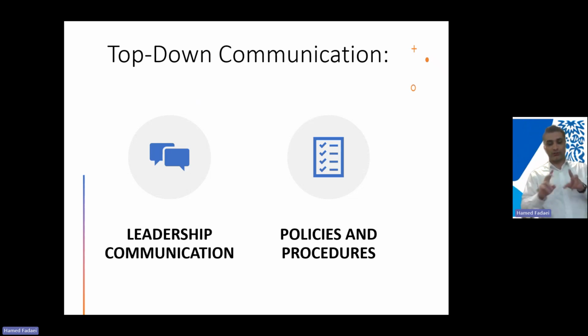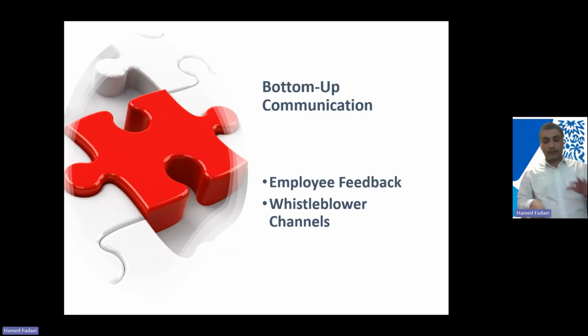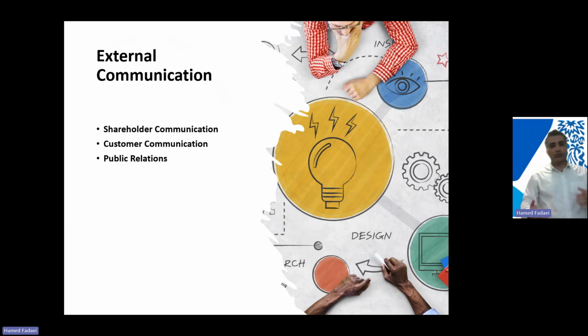And then we have internal communication in two parts. Top down communication is divided into two parts: leadership communication, and policies and procedures. And bottom up communication is divided into two parts: employee feedback and whistleblower channel, they use it. And also external communication. They use three parts: consumer communications, where some of the managers or people who are hired connect with the customer to get feedback about the company to improve the manner of the employer and employee, and also improve the company. And public relations with other companies to get feedback to improve themselves.